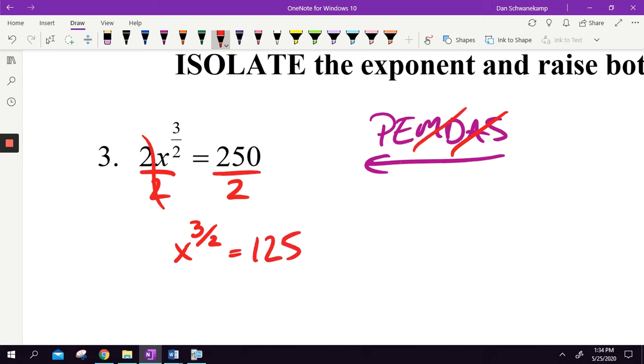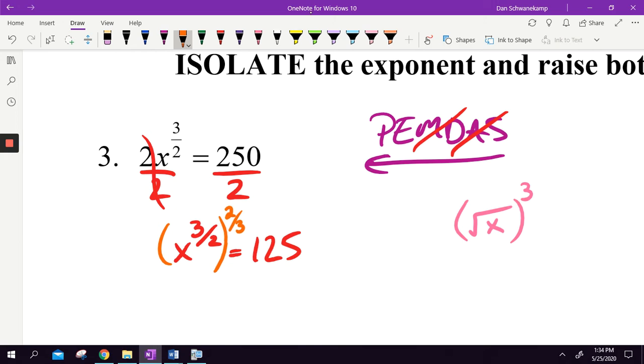So we multiplied or divided. Now we've got exponents. This is 3/2 power. And remember what 3/2 power is. 3/2 power is the square root cubed. All right, I want to get rid of that. The easiest way to get rid of that is to raise it to the reciprocal power. I'm going to raise it to the 2/3 power.